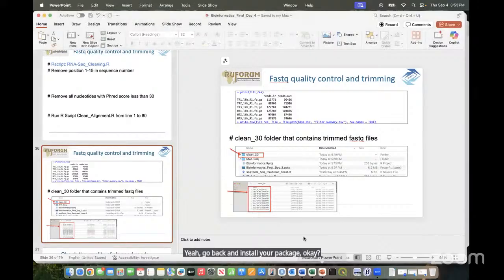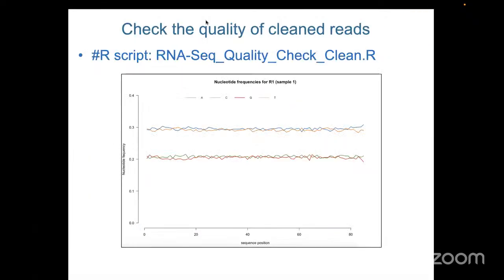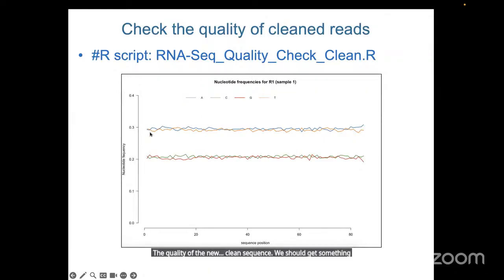Let me go back now to the slides. Okay, so this script here we're going to run to check the quality of the new clean sequences. We should get something like this, where the part that had all these wavy lines is gone. To do that, there's a script called RNA-seq_quality_check_clean. If you run that, you should see something like this.